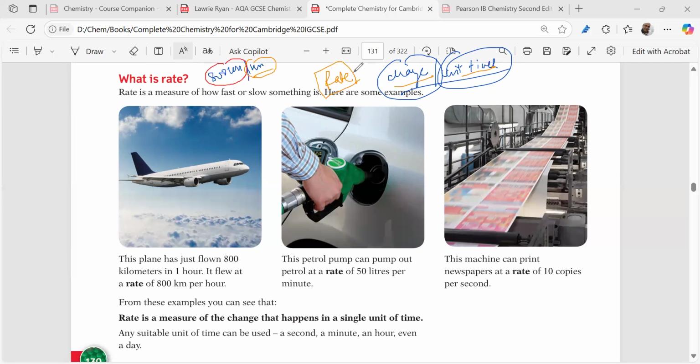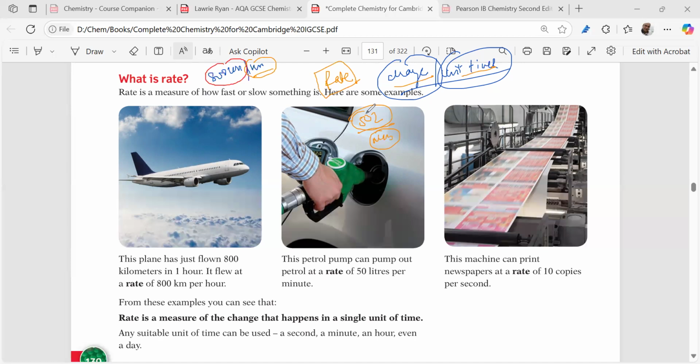Now coming to the next part, suppose you're filling petrol at a petrol pump. It's filling up how much? 50 liters per minute. That's a very important portion we have to learn. What's the change over here? 50 liters. And the time is how much? Minutes. So rate is nothing but the change happening per unit time.